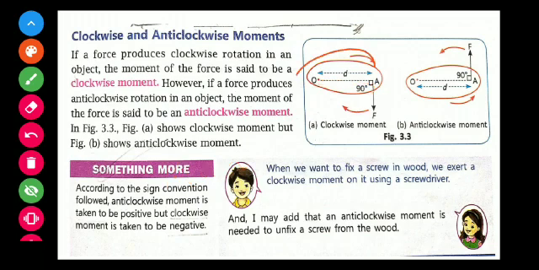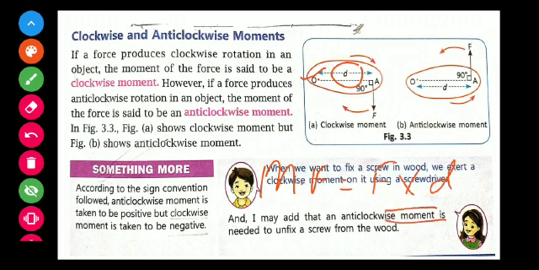In this case, what is the moment of force? Moment of force is equal to F, the applied force, into D. D is the perpendicular distance between the line of action of force and the axis of rotation, this is the axis of rotation O, and this distance is the perpendicular distance. Therefore, moment of force in this case is equal to force into perpendicular distance, that is D.